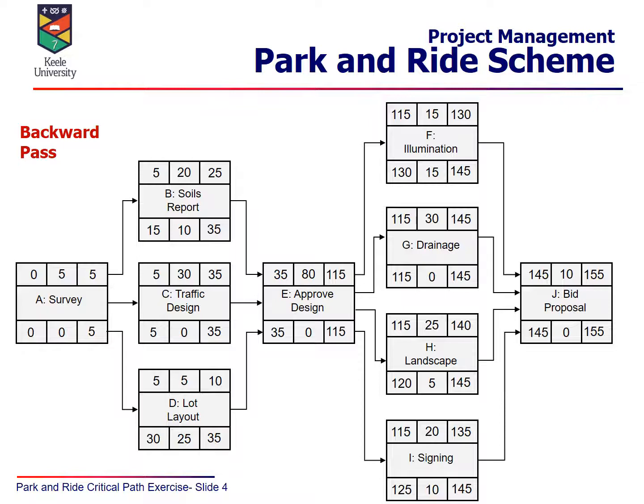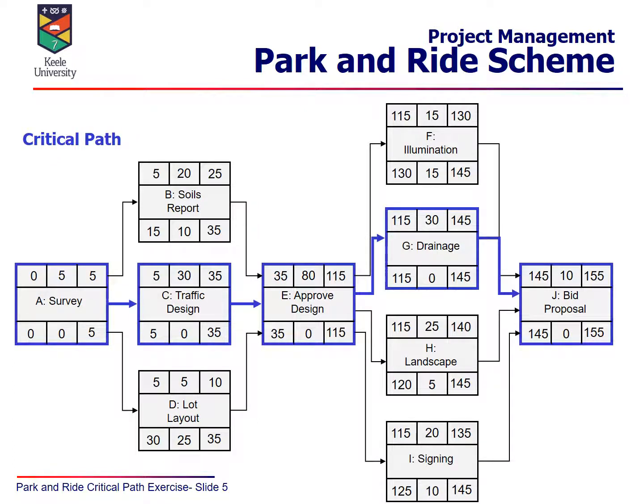Activity C, traffic design, again that has no slack. The latest start time is the same as the earliest start time. So in other words, we need to get that underway straight away. And then if we look at lot layout, activity D, there's quite a lot of flexibility there. There's 25 days of slack. So actually we have quite a lot of flexibility there. We can choose to start that as late as day 30 and still complete the project on time. So we work through there, working through the slacks. Once we've worked out that, we can move on and we can start thinking about identifying the critical path.